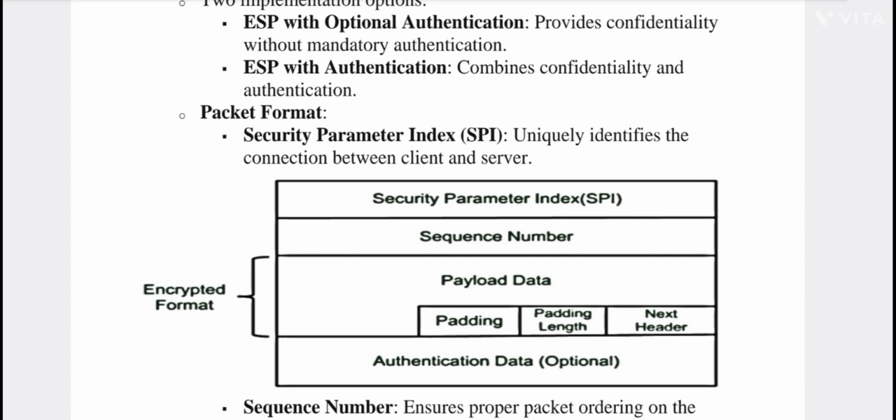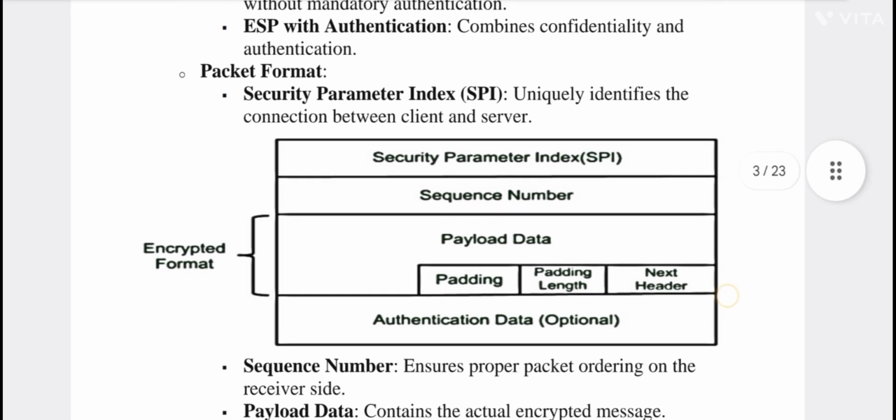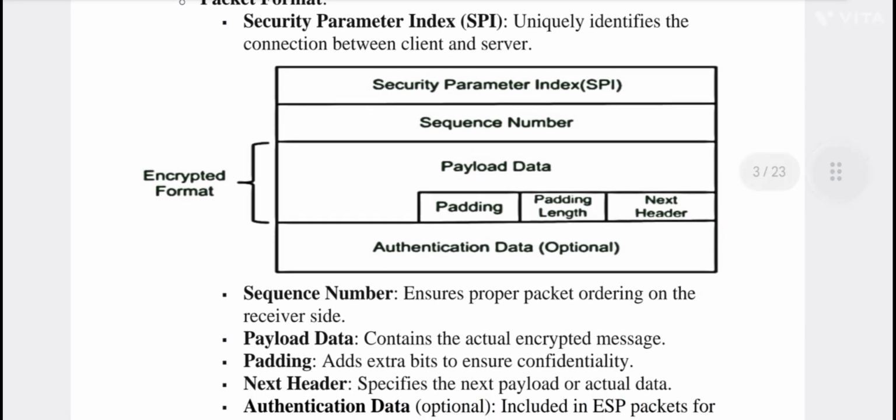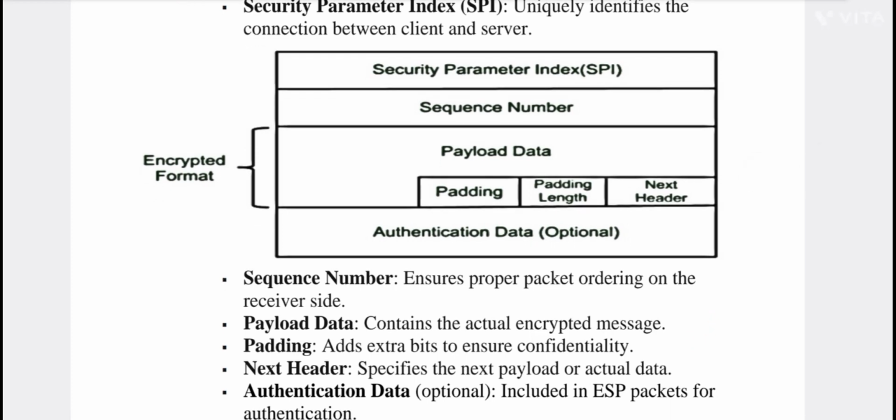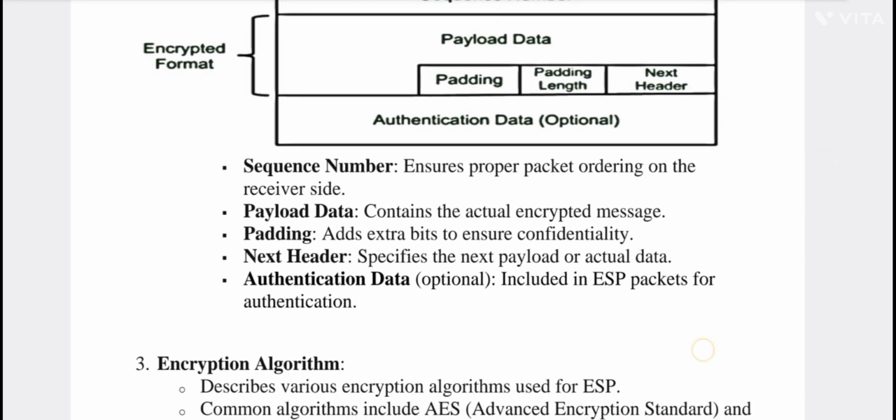So guys, information should be encrypted so that nobody can read it. For that, it uses features like the security parameter index. Basically it identifies the connection between server and client, so that we can see whether the server and client are connected to each other or not. Then the sequence number helps us determine that the receiver is getting the same sequence of data. Then the payload is the actual encrypted message. Then padding is when we add some extra bits to ensure confidentiality. Then the next header specifies the next payload or next actual data. And authentication data is the optional one.